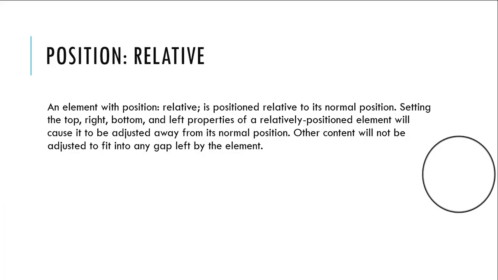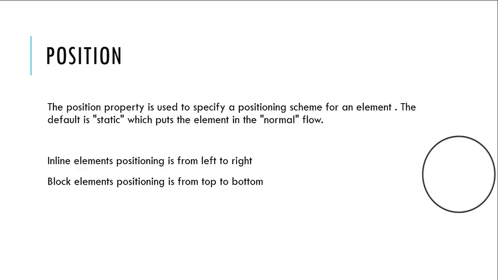So we talk about the position of relative. An element with position relative is positioned relative to its normal position, right? So if it has a certain position and you're using relative, that means relative to the position where it was placed initially. Setting the top, right, bottom, and left of a relatively positioned element will cause the element to be adjusted away from its normal position, but other content will still remain there. I'm going to show you what that means very soon.